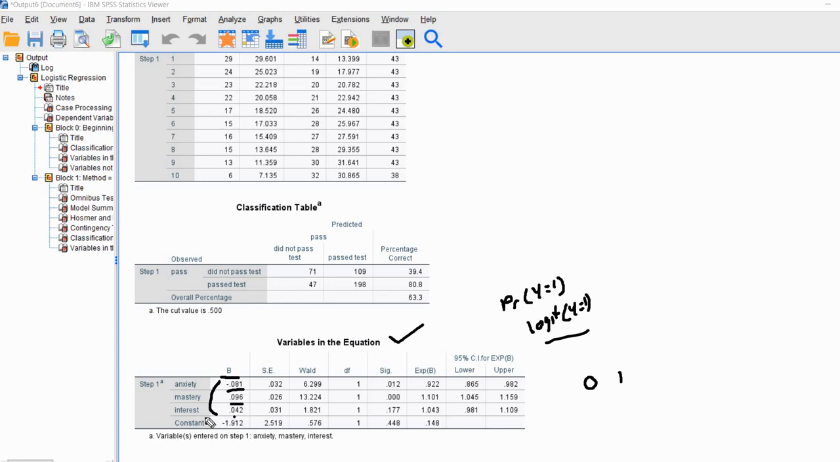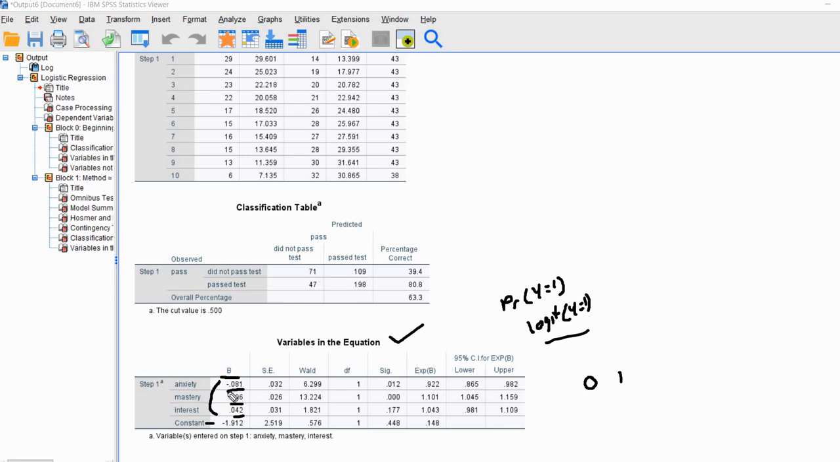And then for the interest variable right here, the 0.042 would indicate that with a 1 unit increase on the interest variable, the predicted change in logits is 0.042. So there you go. Obviously, that is a very complicated and cumbersome way of talking about this.